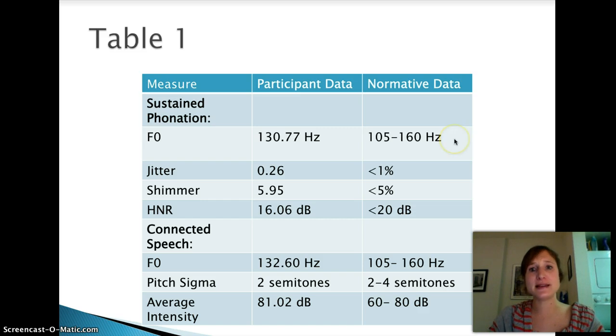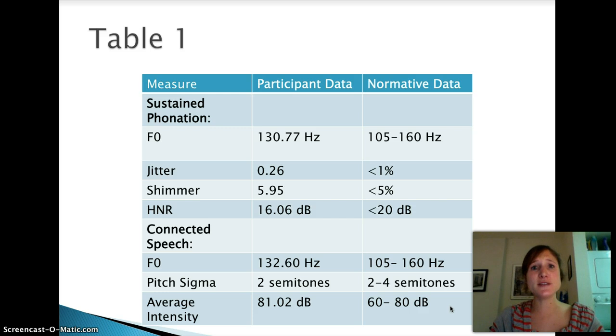We can see that his fundamental frequency and jitter from sustained phonation fall within the normative range. However, shimmer is elevated and H&R is reduced. So this can often indicate a breathy or hoarse voice quality. His connected speech measures show his fundamental frequency, pitch sigma, and average intensity are within normative limits as well.